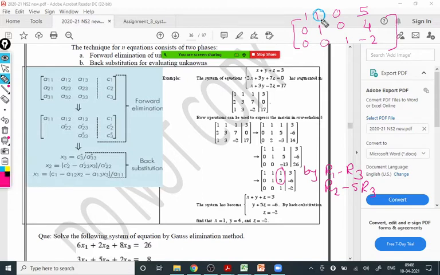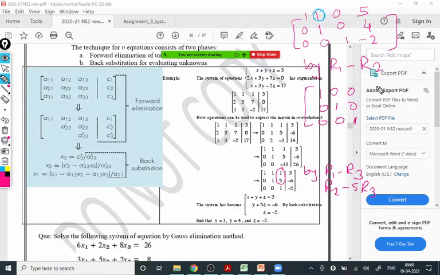Yes, anyone? If you have to make this 0, what should be the transformation? R1 minus R2. R1 minus R2. Very good. So to make this entry 0, use only the diagonal element. So A22 we should use. So for R2 we should use R1 minus R2. And we get a matrix like 1 0 0, 0 1 0, 0 0 1, which is the identity matrix.